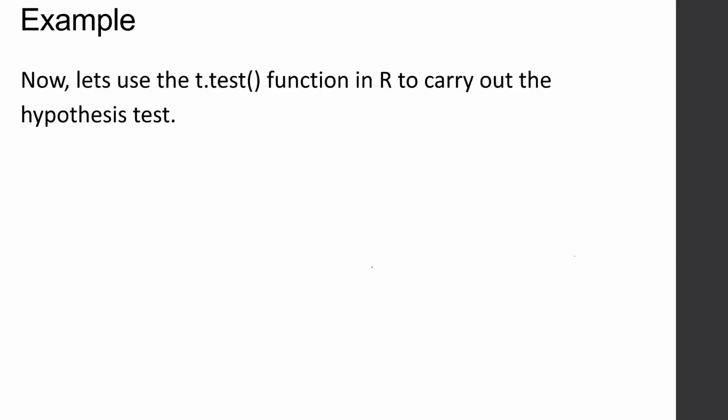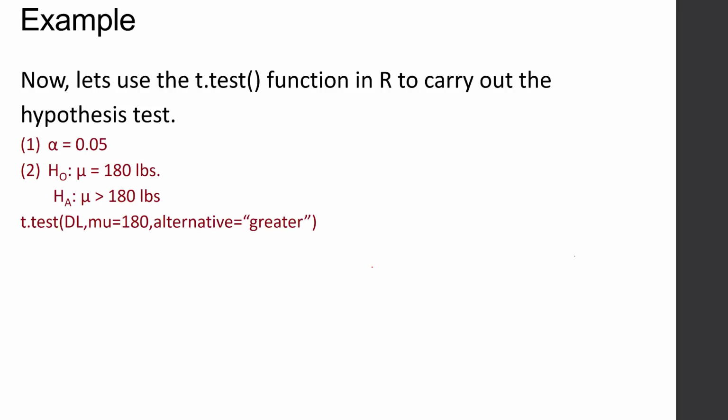All right, so now let's use the t.test function, which is what you're going to use in your homeworks and anything else that you do in this class to carry out the hypothesis test. So we state our alpha level. We state our hypotheses, mu equals 180 against mu is greater than 180.